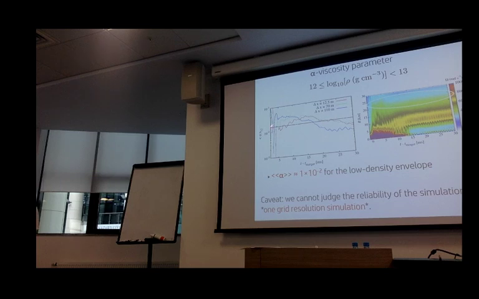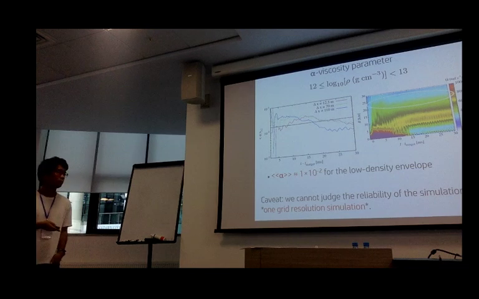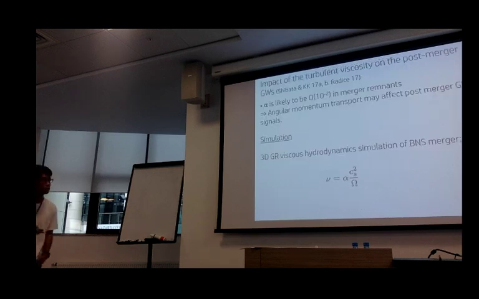This is the alpha parameter in the envelope. Envelope is less massive, smaller than 10 to 13 gram per cubic centimeter. In this case, the second highest resolution, I believe, is very low, which means you get not perfectly convergent, but convergent result. So the alpha parameter in this region is 10 to the minus 2. The caveat is we cannot judge the reliability of the simulation with one grid resolution simulation, in particular for MHD turbulent stuff. This is my message.